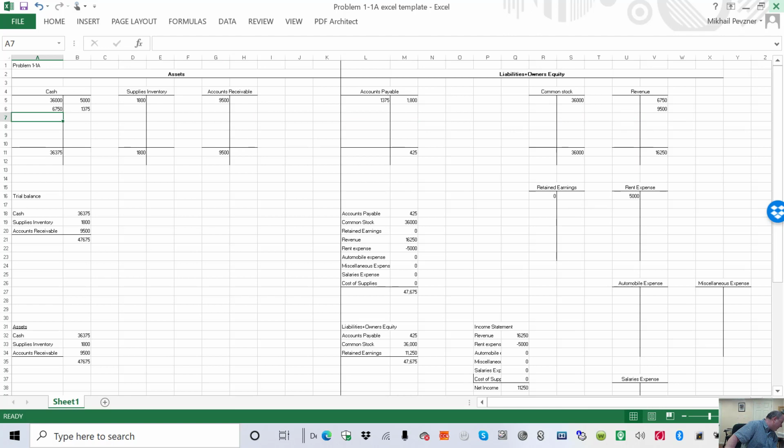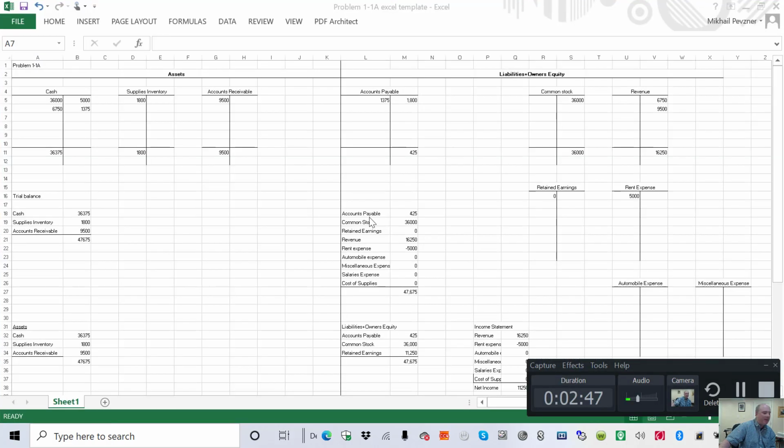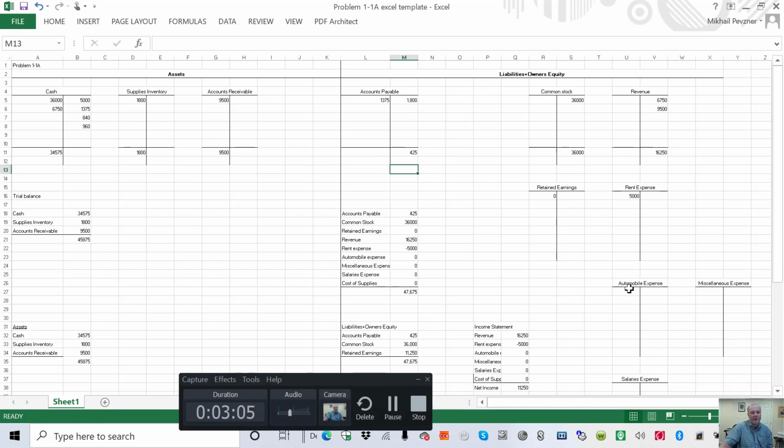Then we paid automobile expenses for a month $840 and miscellaneous expenses $960. Now we're paying them, that means there is a credit of $840 to cash and $960 to cash. But debit needs to be to automobile expense. In this case, it was $840, and to miscellaneous expense of $960.